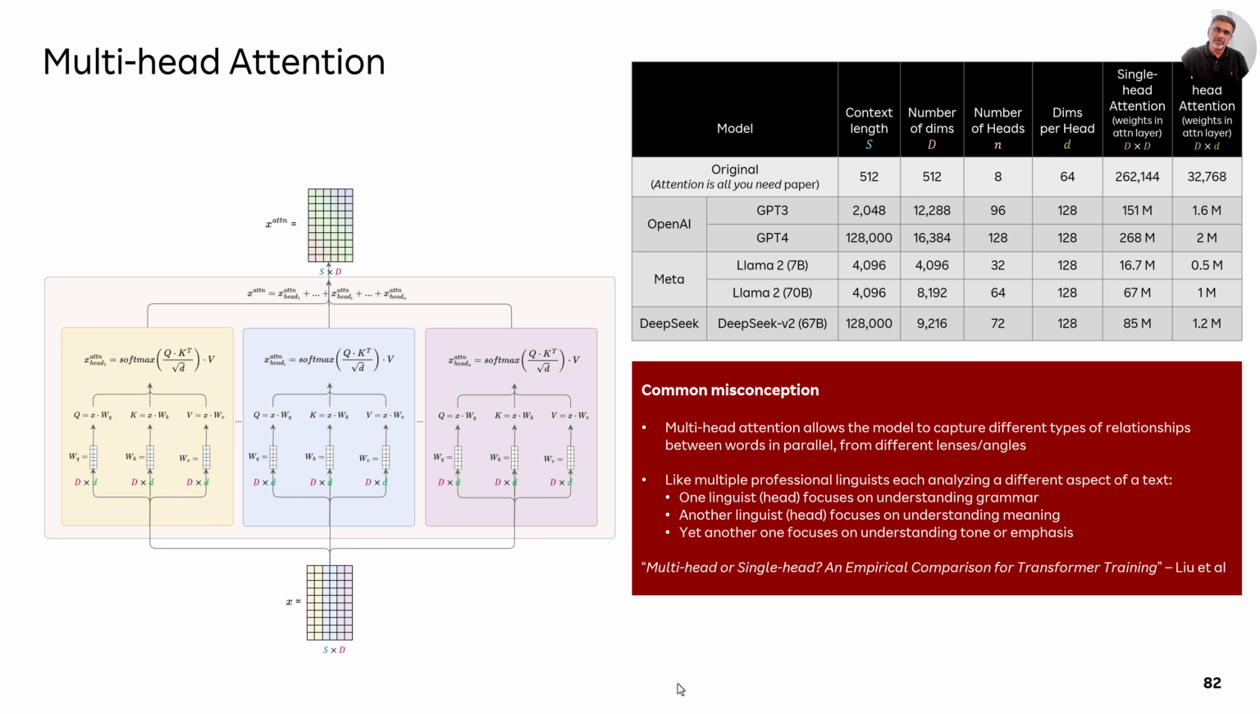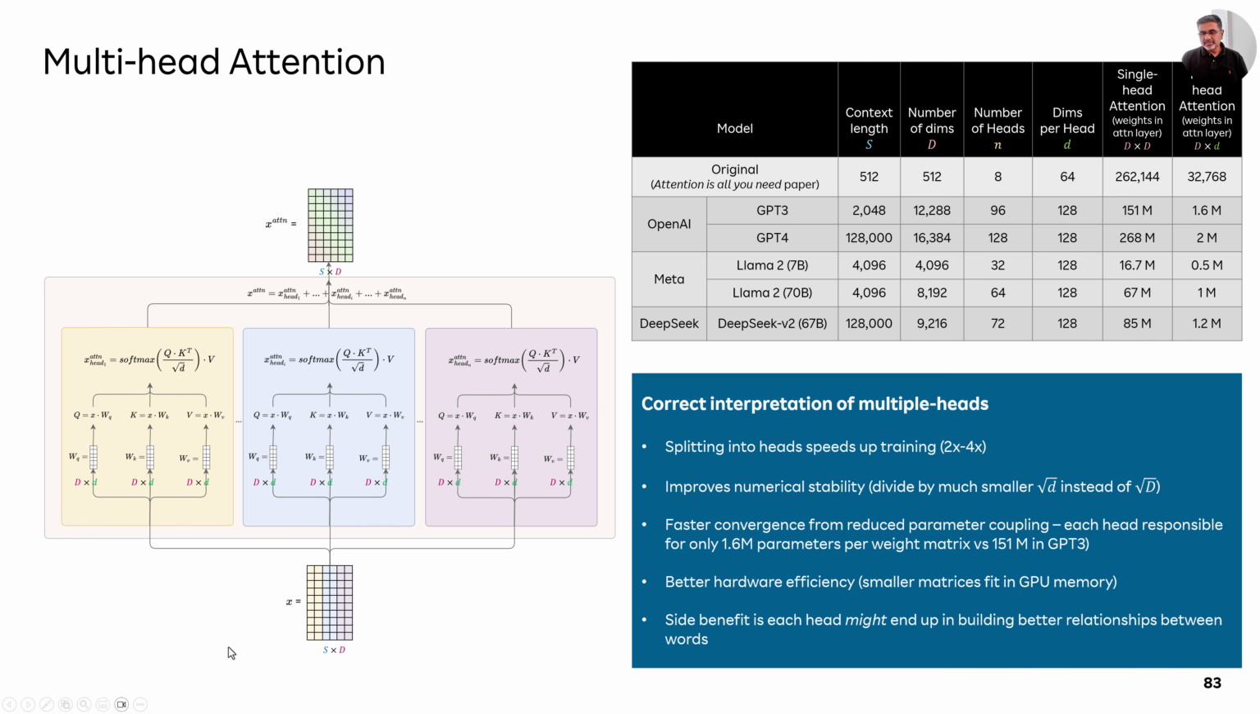For example, the feed forward layer, or the stacking layers and so on, and more recently things like the mixture of experts and whatnot. So I think that's a secondary reason, a secondary benefit that you get. The primary reason why you want to split it across multiple heads is speed and efficiency.